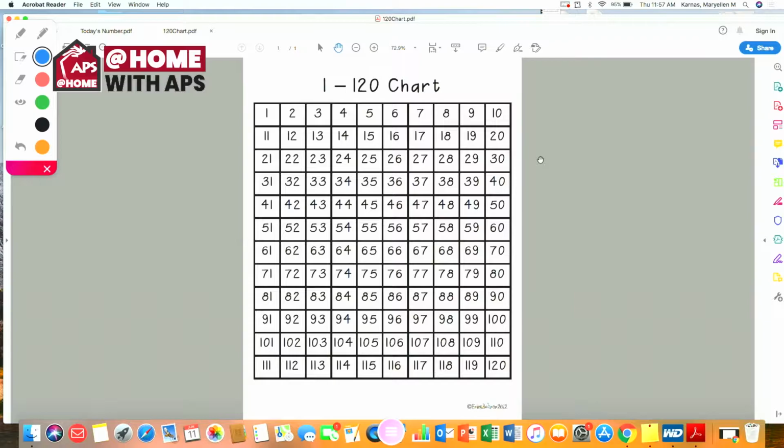57, 67, 77. Did we skip one? Because I think we stopped here. Did you make it to 117? Maybe Miss Karnas lost track. All right, our last three numbers we should have counted were 97, 107, 117.